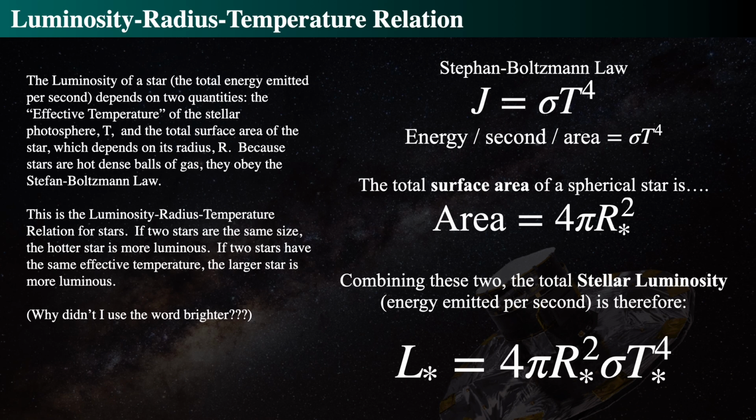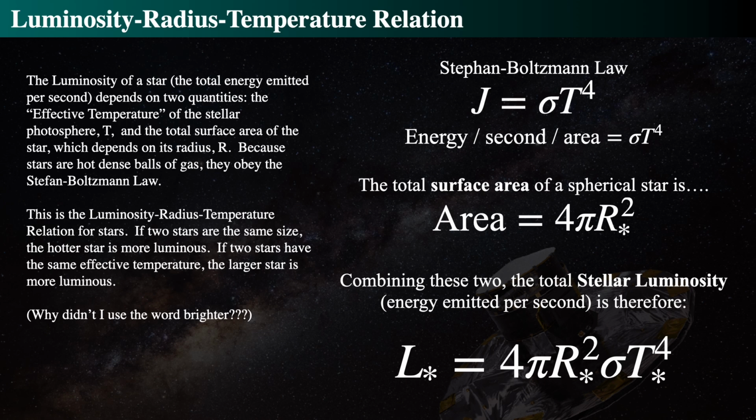The reason I didn't use brighter is because brightness depends on distance. This is luminosity. Brightness is, well, a star can be extraordinarily luminous, but if it's really far, it'll look faint, just like any star. All stars are intrinsically really luminous, but they're far, so they look dim. In fact, you can't see any of them during the day other than the sun.